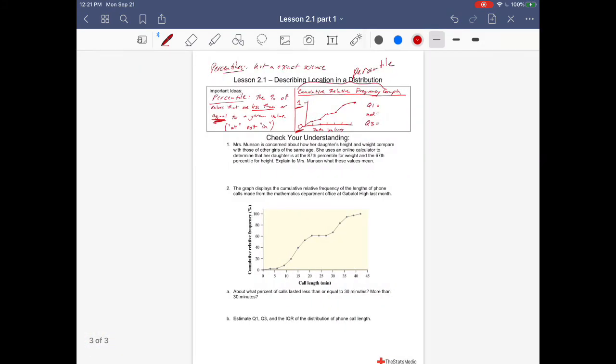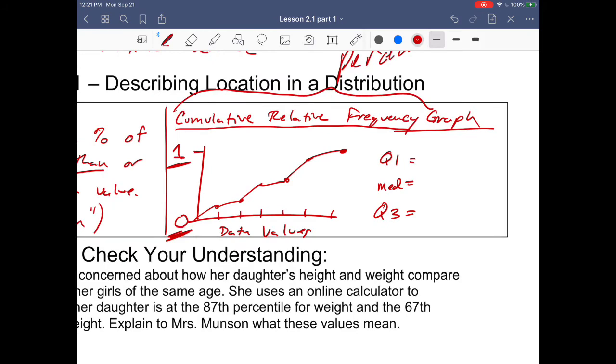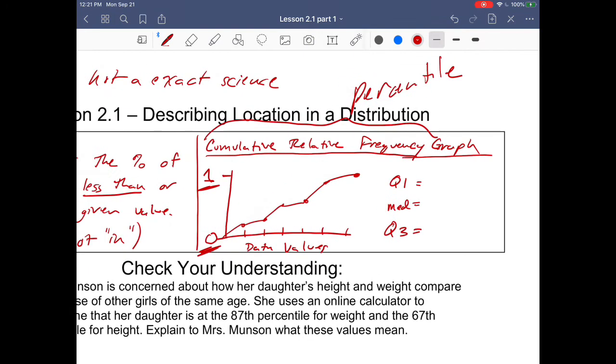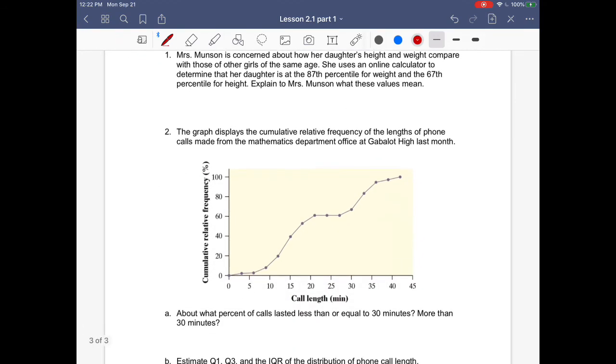So at this point, now that we've debriefed, one thing I forgot: you can relate your cumulative relative frequency or your percentiles to Q1, your median, and your Q3. See if you can figure out where I'm going with this. Q1 would be the 25th percentile, median would be the 50th percentile, and Q3, that's right, the 75th percentile. So now, take a few minutes, go over the check your understanding problems, and let me know what I can do for you.